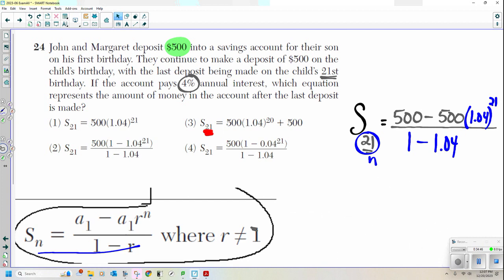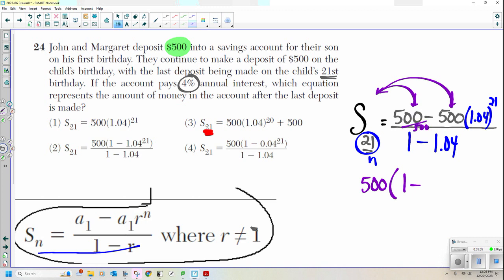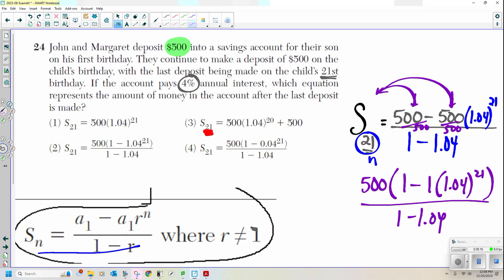Because, you know, it can't be easy. God forbid you come up with a right math answer and it's not there. They factored out 500 from both these terms in the top. So if I factor out a GCF of 500, I'm left with 1 minus, then 500 divided by 500 gives me 1, times 1.04 to the 21 over 1 minus 1.04.